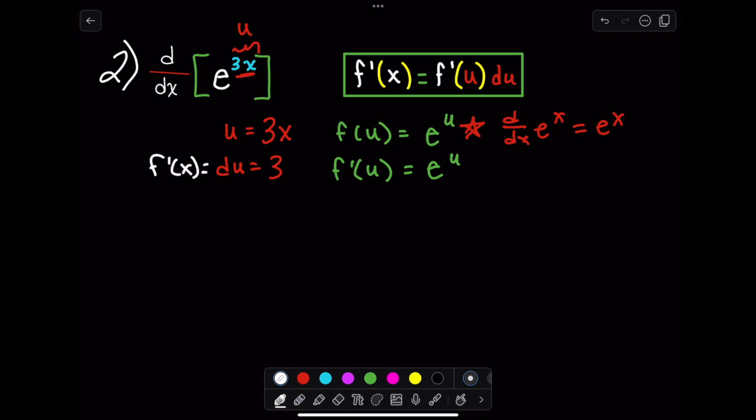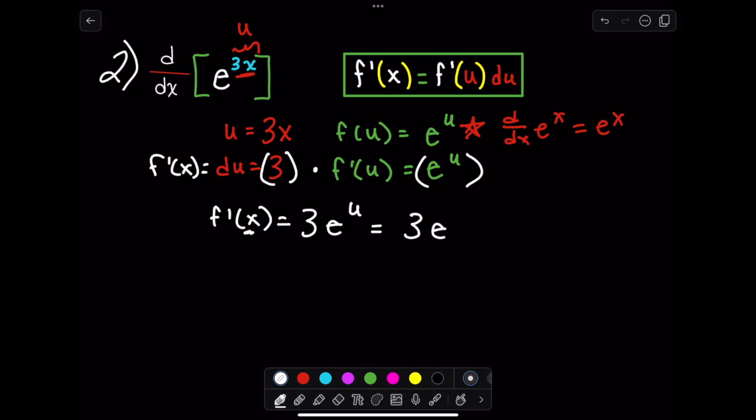So following the chain rule, f prime of x is going to equal this term times this term, which is 3 times e to the power of u. But like we just talked about, we need to make sure that the right side only has x's. So we substitute u in here and say that the derivative is 3 times e to the power of 3x.